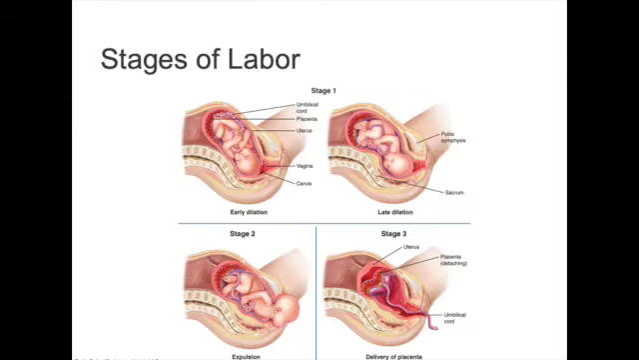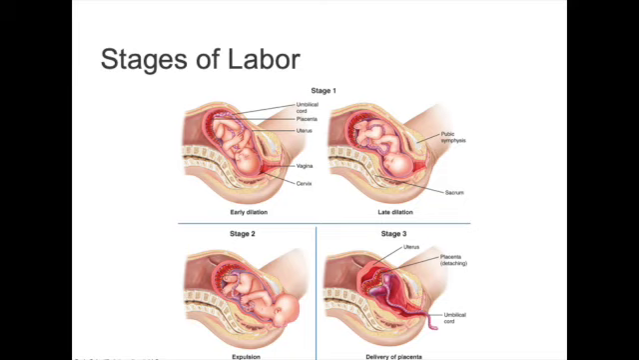Okay. In medical terms, labor is divided into 3 stages. 1, dilation, or the opening of the cervix. 2, the delivery of the baby. And 3, delivery of the placenta. Sometimes we consider there to be a 4th stage, and that's the resting stage and the recovery stage. But medically, there's only 3 stages.